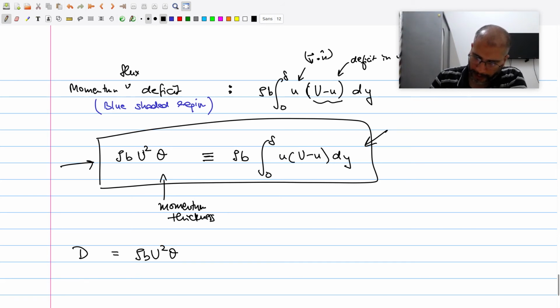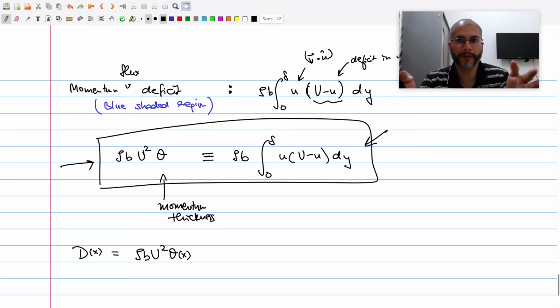So these are functions of x. D is a function of x and theta is a function of x. If you increase your x, then you're talking about the drag force acting for that plate length that we're talking about in this case. So if you put x equal to L, then you get the whole plate length L. So that's a total drag.